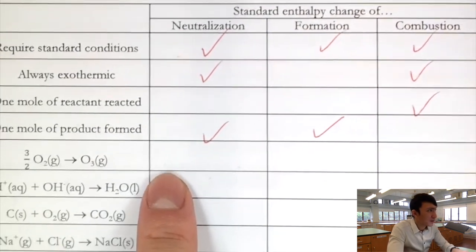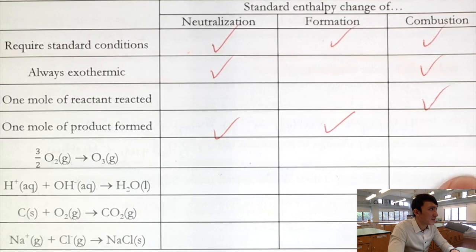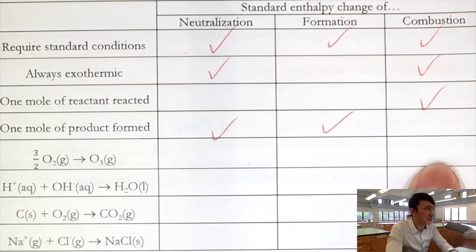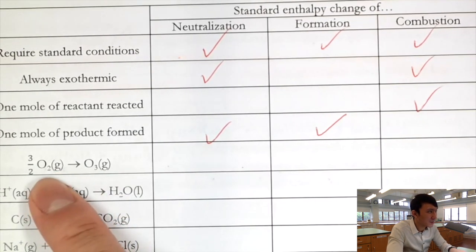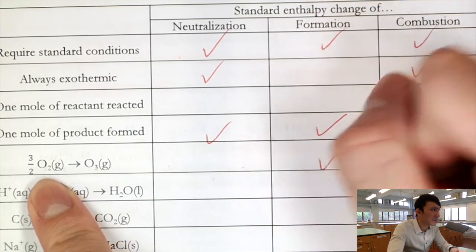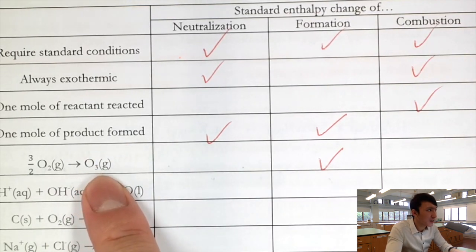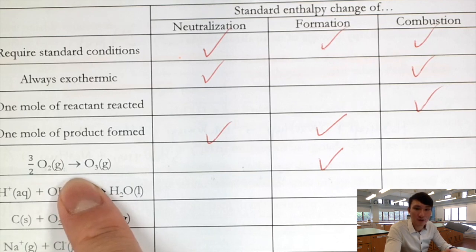Okay? Now here, O2 becomes O3. So this one belongs to which? Now, obviously, it is not neutralization. We don't have any acid and alkaline. Is it combustion? Well, when you burn oxygen with oxygen, it doesn't really look like combustion at all. So actually, this one is the standard enthalpy change of formation of ozone. Because ozone is formed from its element, which is oxygen as well, but this is O2. So this is actually the standard enthalpy change of formation of ozone.